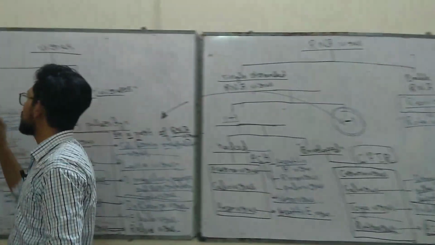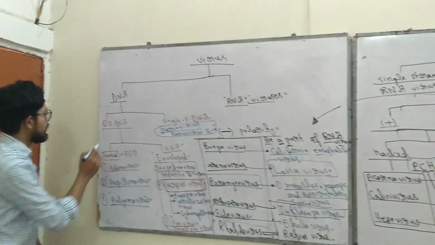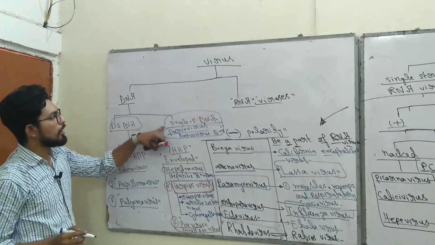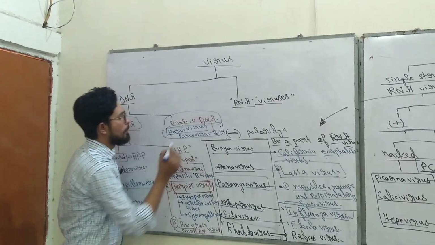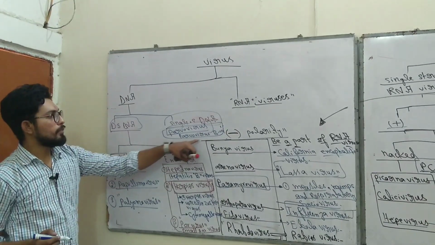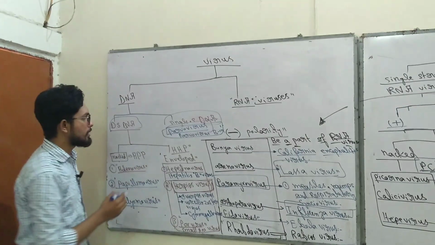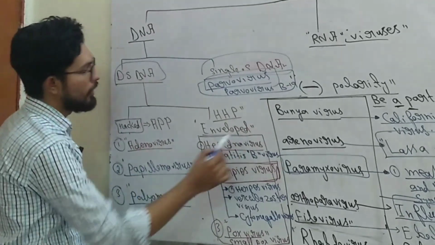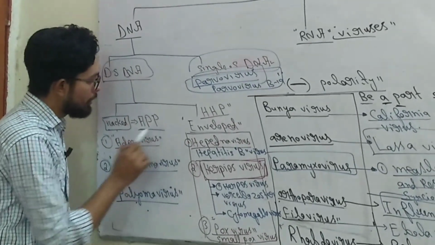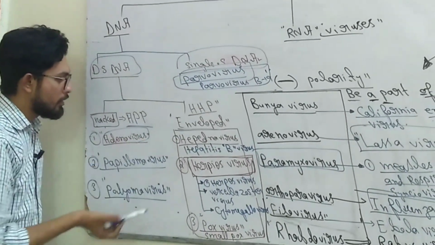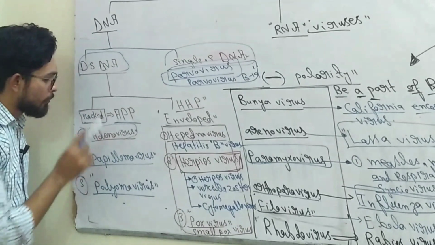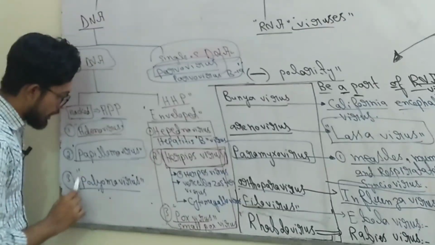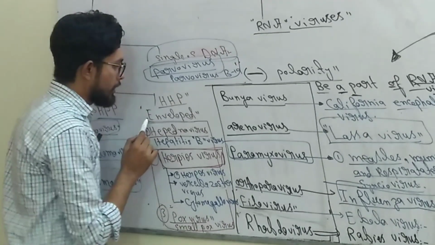Okay, now come to the DNA viruses, which are further divided into double-stranded DNA virus and single-stranded DNA virus. Single-stranded DNA virus contains only one member, parvovirus B19, which causes aplastic anemia. Double-stranded DNA virus is further divided into naked or enveloped. If it is naked, the mnemonic is APP. A means adenovirus, and the viruses found in this family are also known as adenovirus. P is papillomavirus, and the last one is polyomavirus. So the next one is enveloped virus.